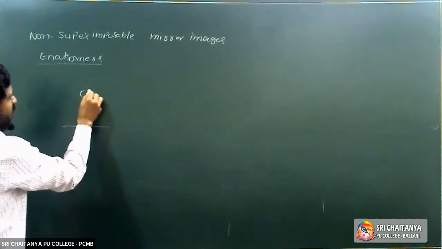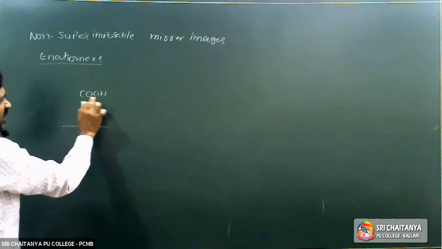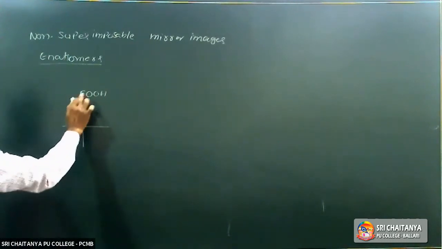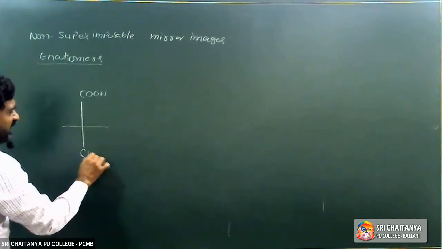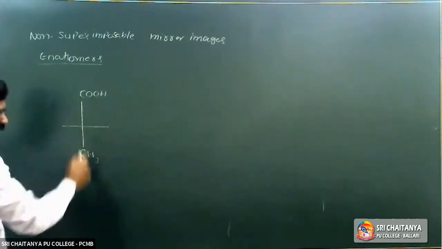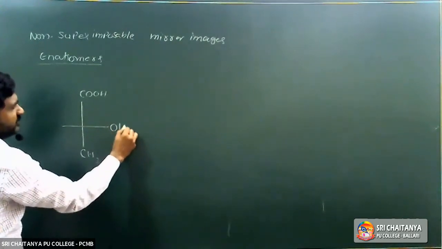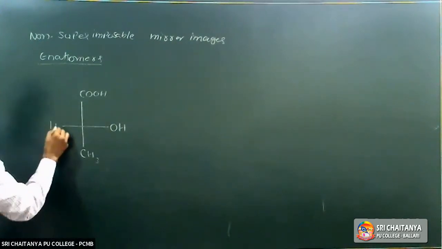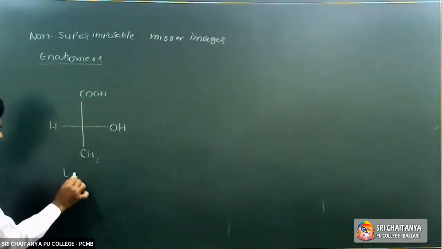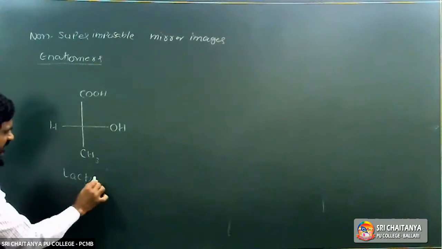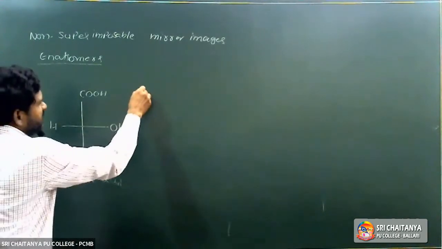So it is the COOH group, the highly oxidized carbon, taken on the vertical top position. Next, the longest chain carbon is taken at the bottom of the vertical. The next one is OH, next is H. This is 2-hydroxypropanoic acid, commonly called lactic acid. Okay, take its mirror image.